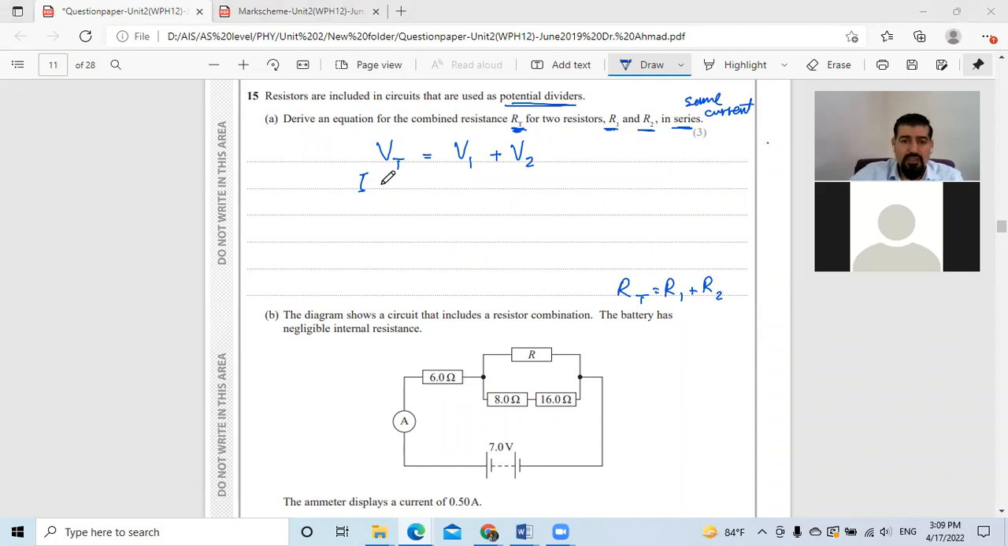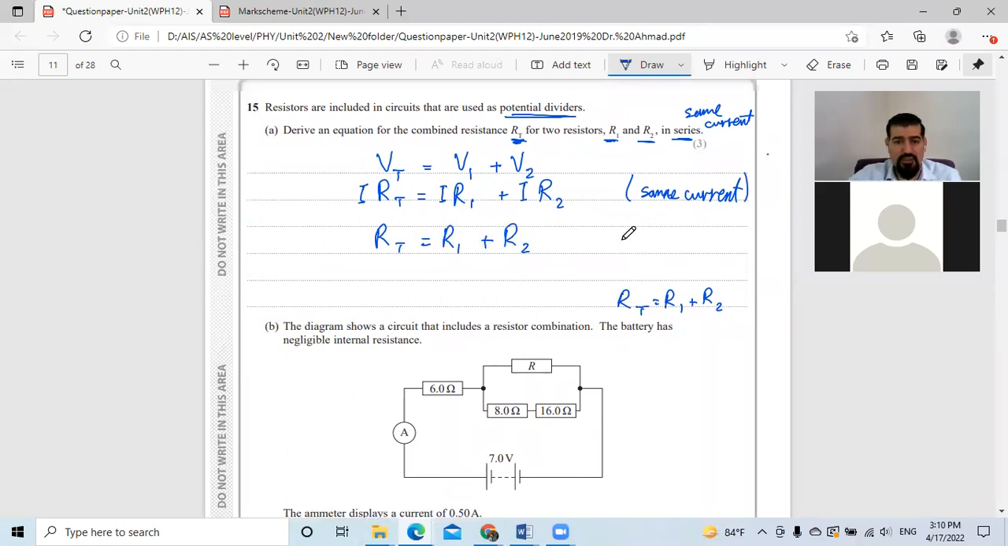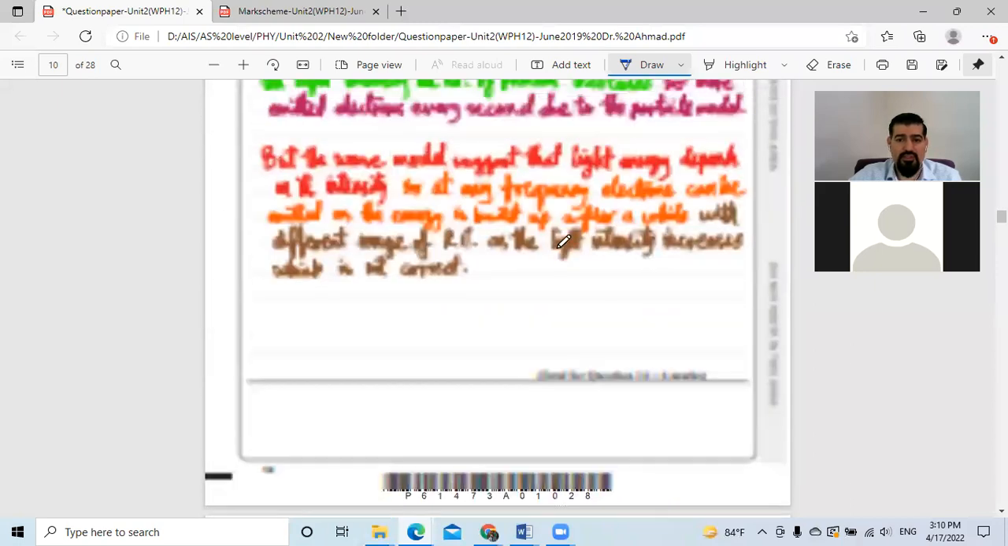I multiplied by R total equals I multiplied by R1 plus I multiplied by what? R2. And since the current is the same current, that means we can take off the current from each of these equations. Yes, and that means R total equals R1 plus R2. And that's how we can get the 3 marks of this easy question.